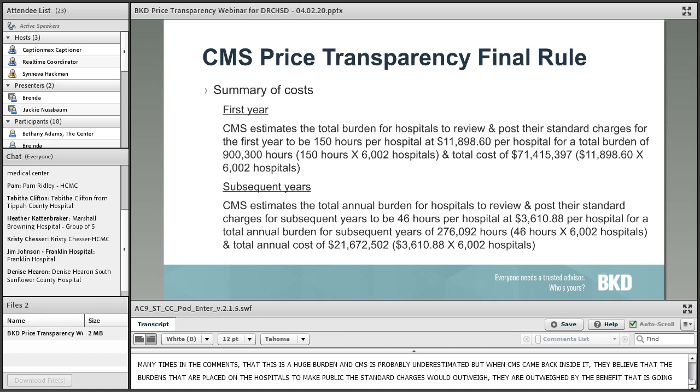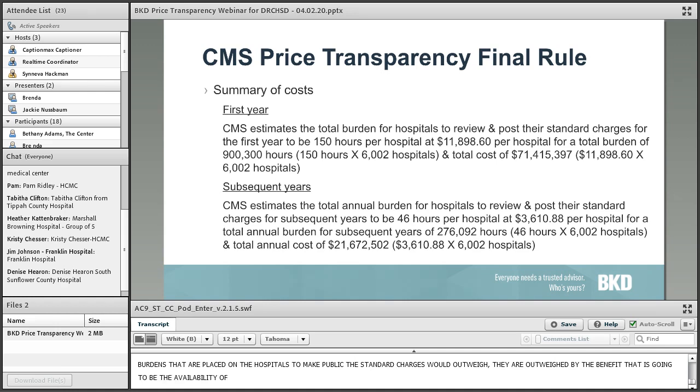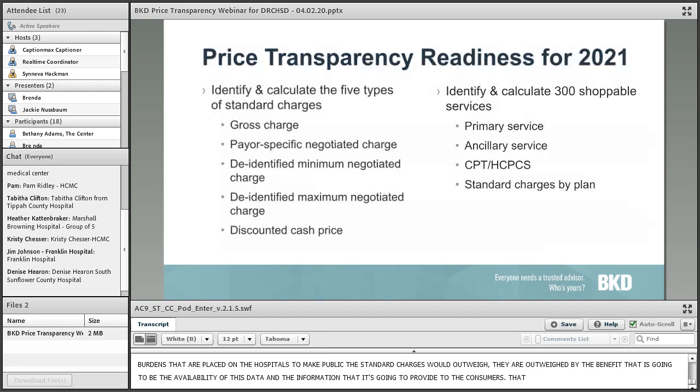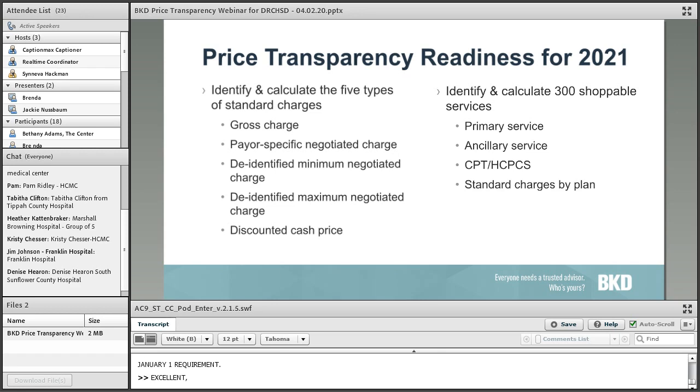But this was brought up many times in the comments, that this is a huge burden and CMS has probably underestimated it. What CMS came back and said was that they believe the burdens placed on hospitals to make public these standard charges are outweighed by the benefit of the availability of this data and the information it's going to provide to consumers. That benefit would outweigh the burden placed on the hospitals.